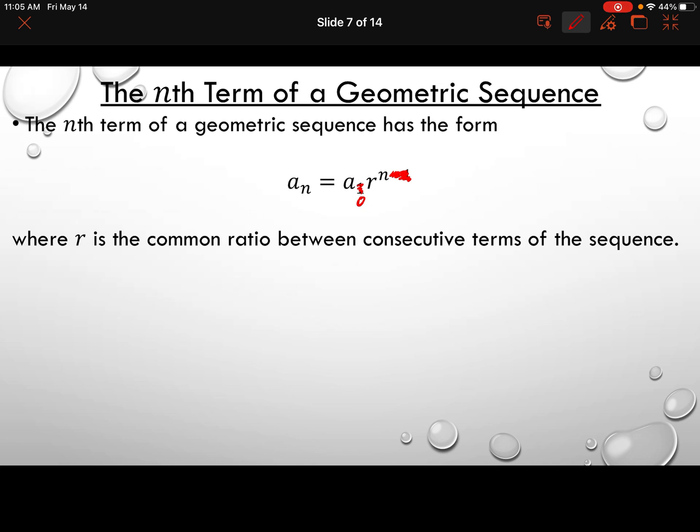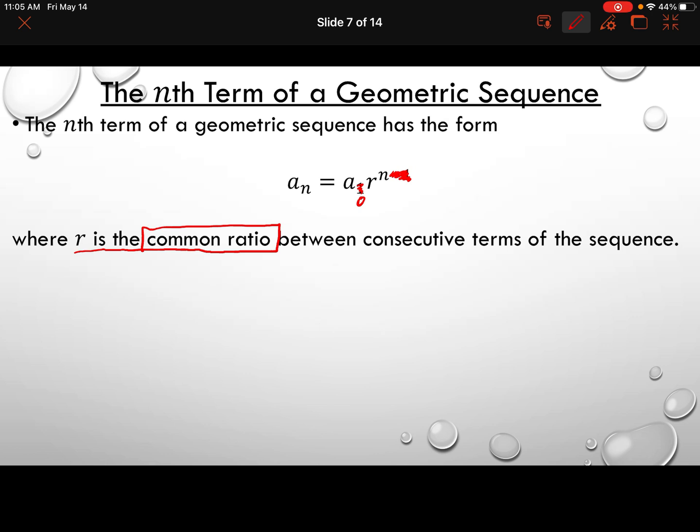So the nth term of a geometric sequence has the following form. a sub n is equal to a sub 0, so the 0 term, the term before the first term, times r. R is what we call the common ratio, or in other words, think about it as the number we are multiplying repeatedly. In the example that we did, the number that we were multiplying repeatedly was 2. So that's why the r value was 2.